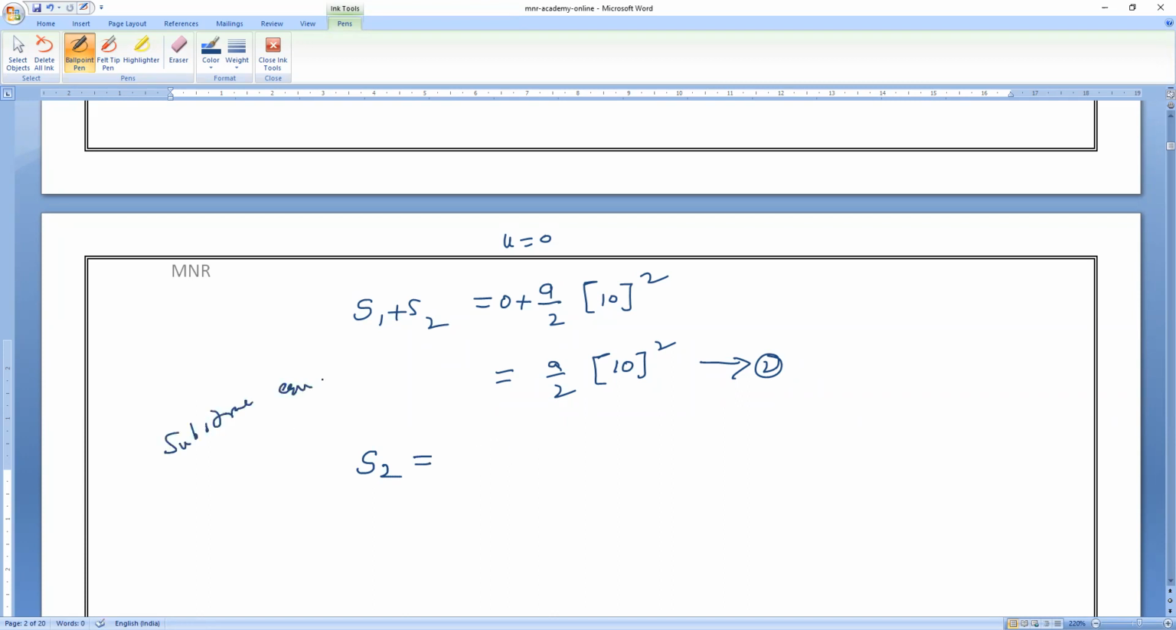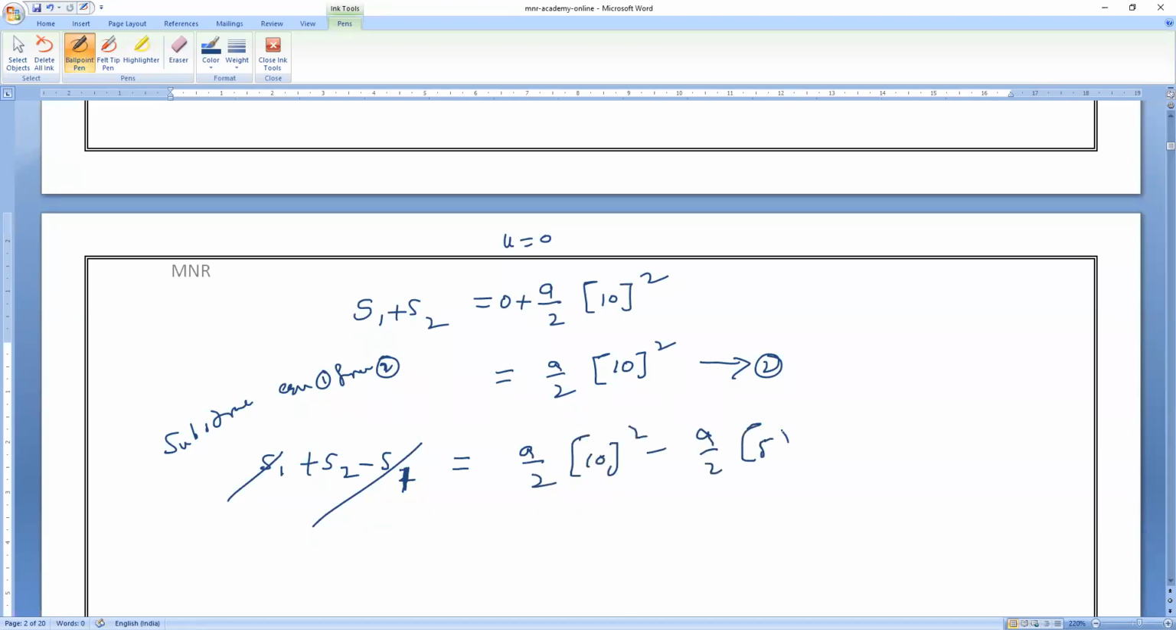Subtract equation 1 from equation 2. So S1 plus S2 minus S1, so S1 will get cancelled, which is equal to A by 2 into 10 square minus A by 2 into 5 square. Is it right or wrong?